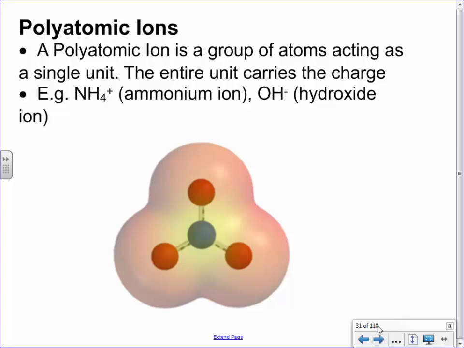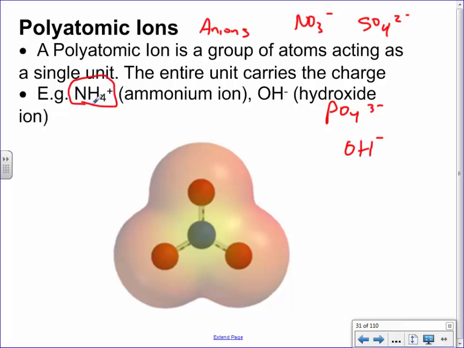So, one quick thought here. Almost all of the polyatomics are anions. They're almost all negative. You've got your NO3 negatives, your SO4 2 negatives, your PO4 3 negatives, your OH negatives. There's only one that I know of that's positive, and it's this one right here, the ammonia one.